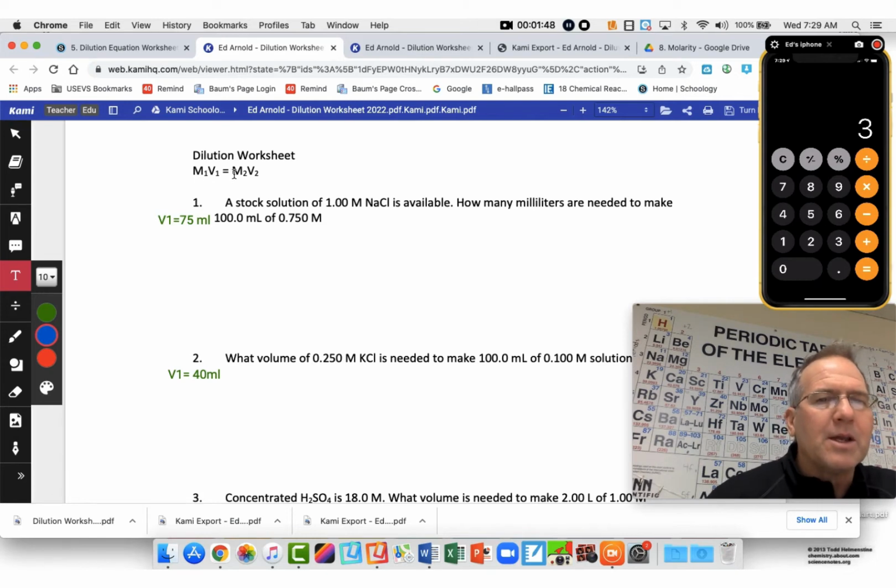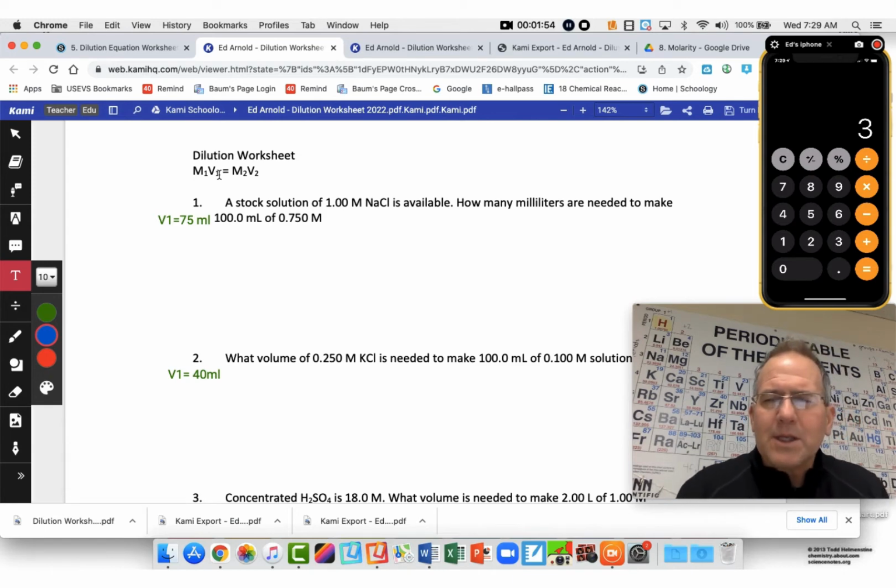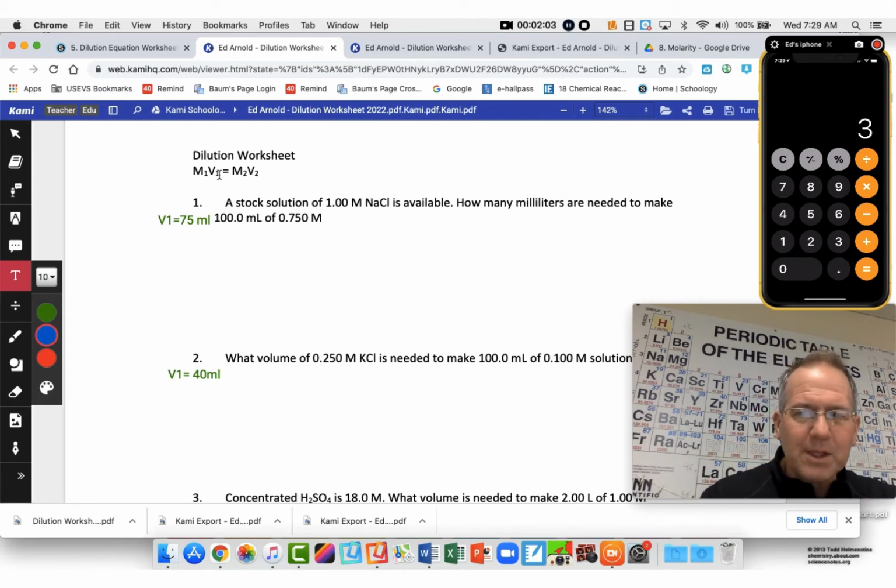The V stands for the volume. Now, today, volume can be either in milliliters or liters. It doesn't matter. It's going to be a ratio thing, so we're good to go there. So either label works. Just be consistent with your labels. If there's 1 milliliter, they're both milliliters. If there's 1 liter, they're both liters. They have to be the same. Let's get started.